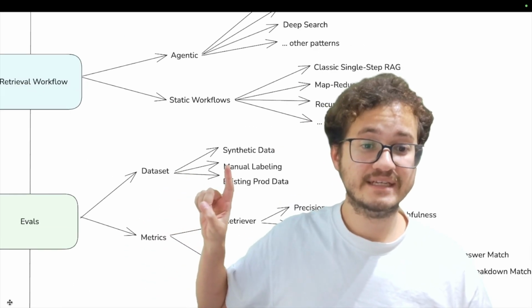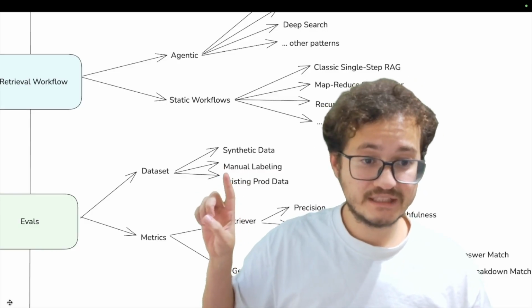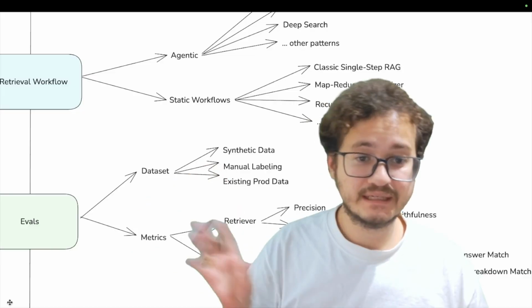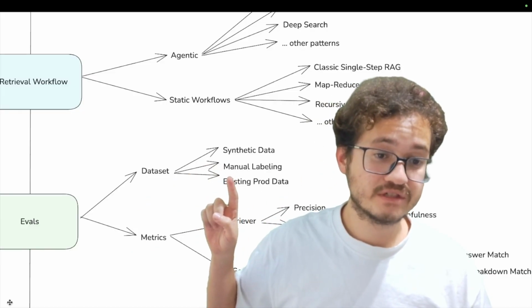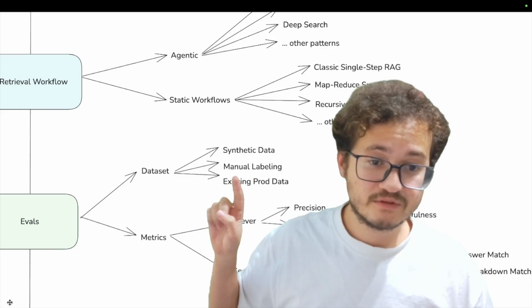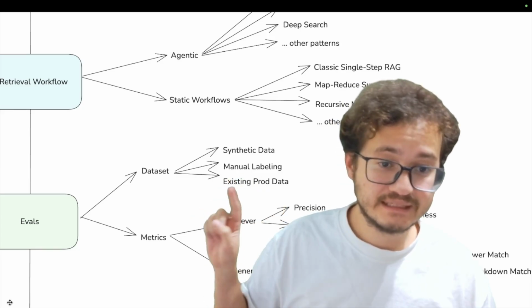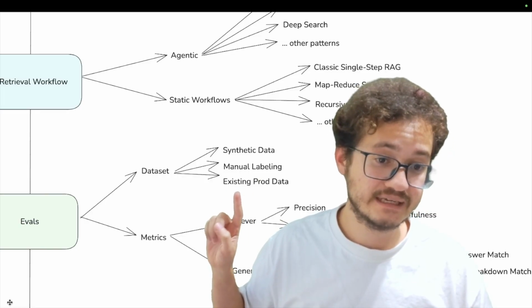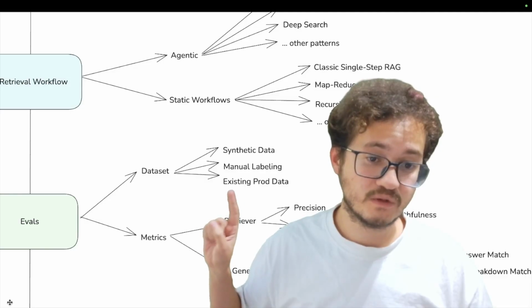You can kick off your dataset by using synthetic data. For example, you give your knowledge base to an AI and ask it to generate probable questions based on the data that you already have available. A lot of those will probably need to be manually labeled for starters, so you can remove the examples that are actually wrong and not evaluate based on that. And if you have something already running and you have feedback from customers, you can use existing production data, see the feedback from the users, and use that as a reference for what's good and what's not.